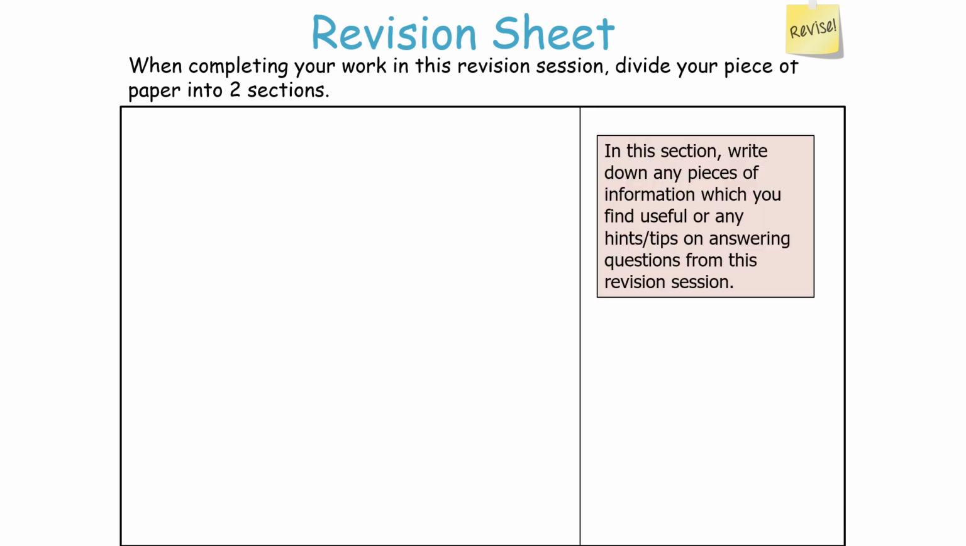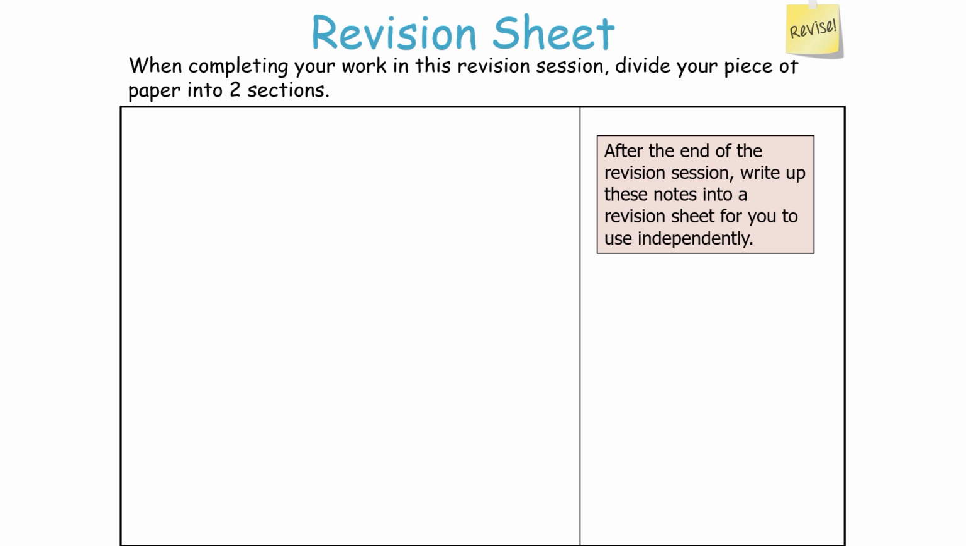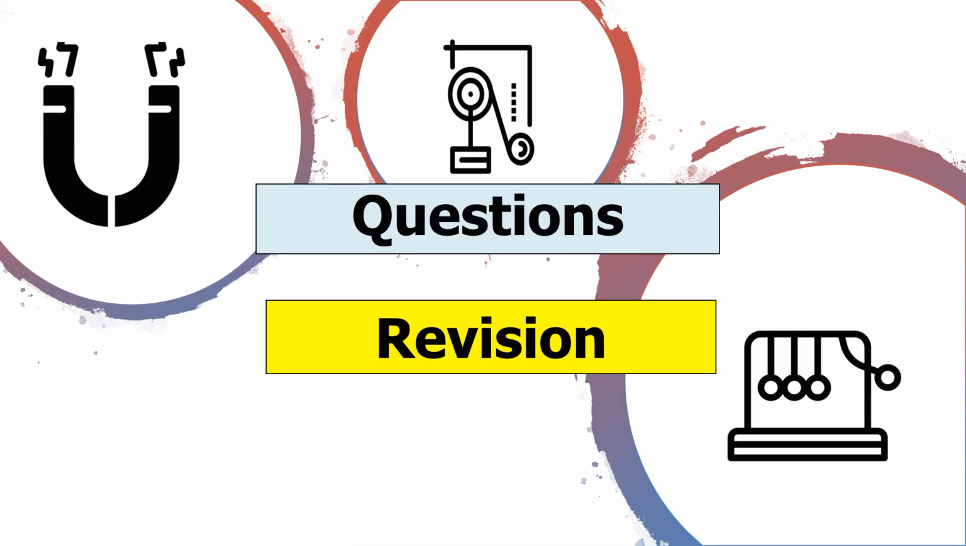Whilst in the right hand side, write down any piece of information which you find useful or any hints and tips on answering questions from this revision session. And at the end of the revision session, write up these notes into a revision sheet for you to use independently. So let's have a look at some questions from Paper 2 for GCSE Separate Science Physics.